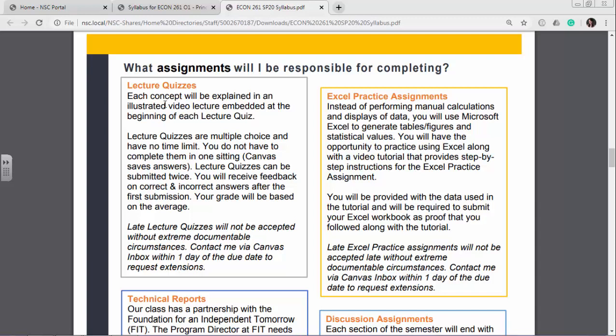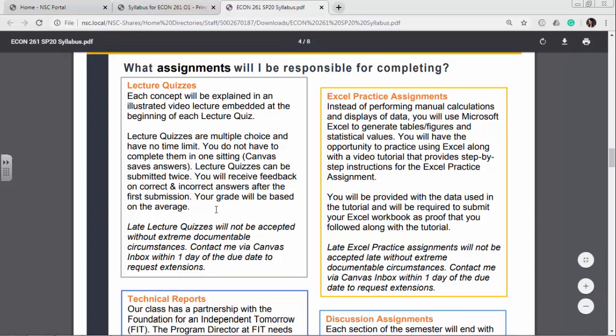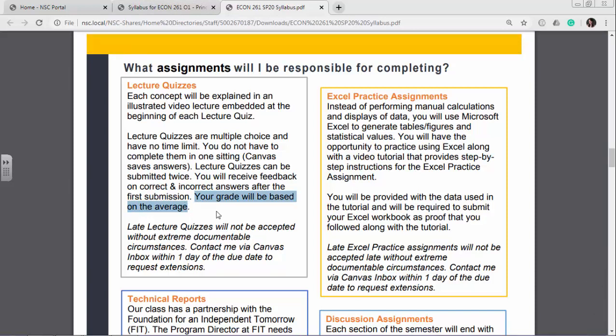After you submit the first one, it's going to tell you which ones you got right and wrong. If you got it wrong, of course, it's not going to tell you which answer is correct. But then you'll have a second chance to do that lecture quiz to get a better grade. And your grade will be based on the average or the mean of those 2 attempts. So if you take it the first time and you do really well, you don't have to take it the second time. But if you don't do so well, take it the second time, try to improve your grade, and then you'll be able to benefit from that.